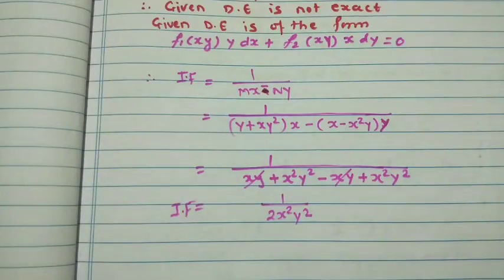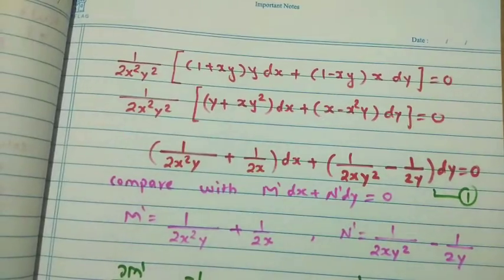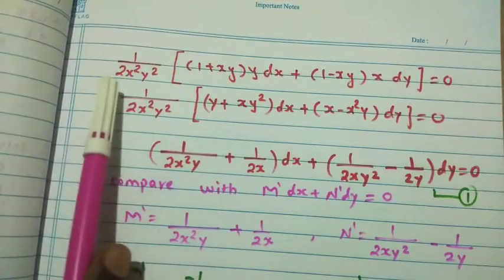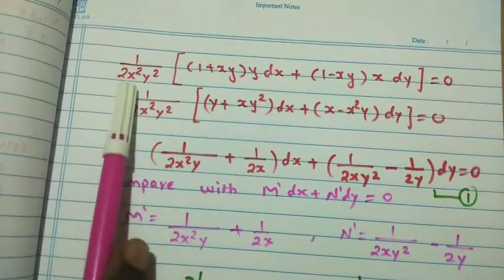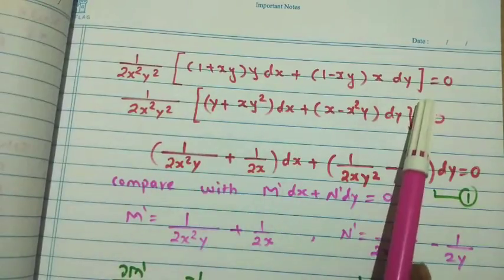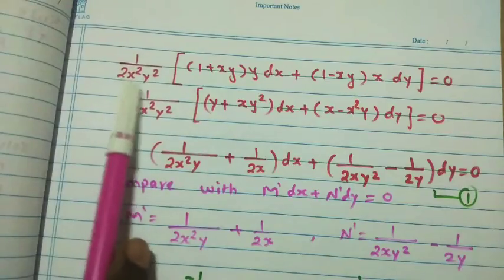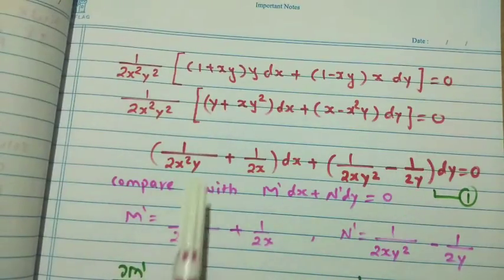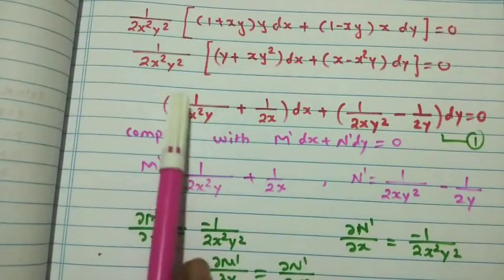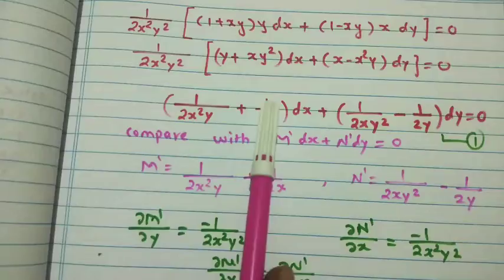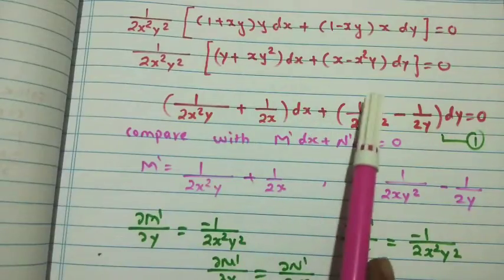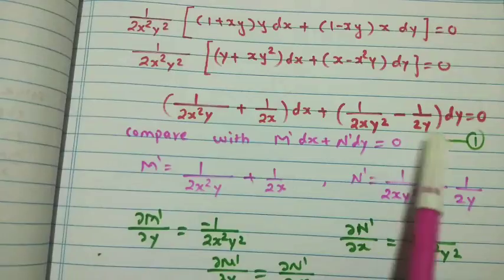Now multiply this integrating factor to the given differential equation so that it becomes exact, and we'll find out the general solution. So we got integrating factor 1 upon 2x square y square. Multiply this to the given differential equation. After multiplying, you will get the terms: (1 upon 2x square y plus 1 upon 2x) dx plus (1 upon 2xy square minus 1 upon 2y) dy equal to 0.